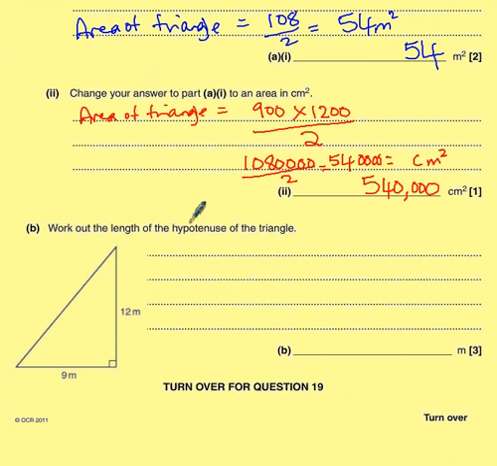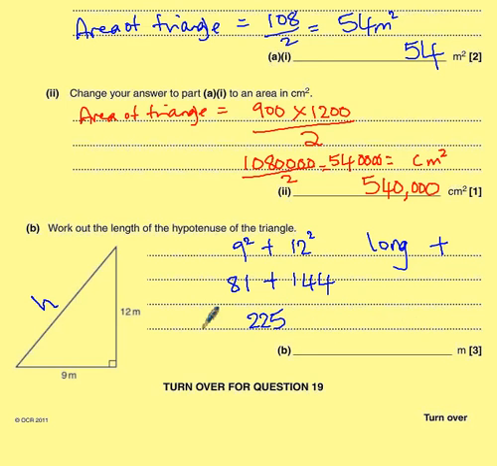Now part B says work out the length of the hypotenuse of the triangle. Well, the hypotenuse is the long side, which is this one. We're going to call that H. So Pythagoras' theorem is the sum of the squares on the two short sides added together is equal to the square of the long side. So we need to work out 9 squared plus 12 squared, because for the long side we add the squares. So 9 squared is 81, 12 squared is 144, 81 plus 144 is 225.